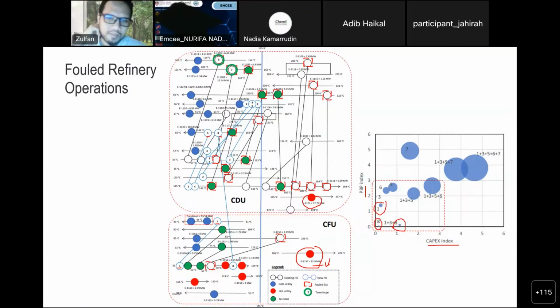So this is basically how we evaluate which heat integration project we're going to implement further on. Because if we say that I want to implement project number 8, that means project number 8 is over here. So we will have a new exchanger to recover heat from this stream to that stream, in such a way that it will reduce the energy consumption in this heater.